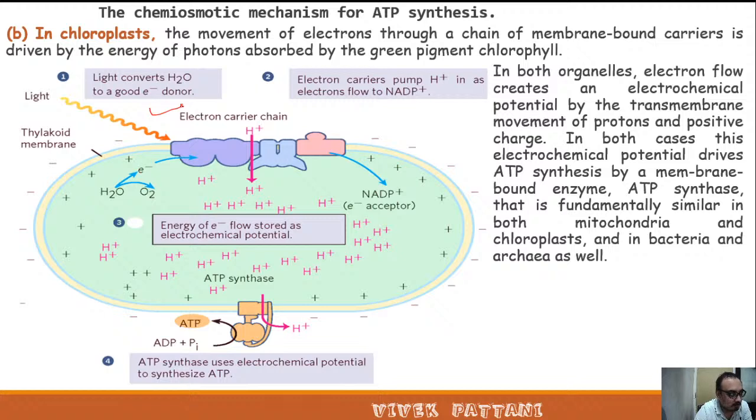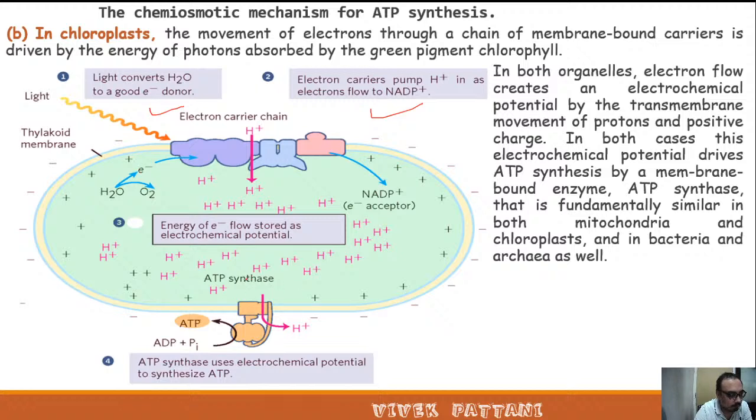Whereas in the case of mitochondria, we have seen NADH and FADH2 as electron donors. Second, electron carriers pump hydrogen ions in as electrons flow to NADP+, and this energy of electron flow is stored as an electrochemical potential. As you can see clearly, this electrochemical potential forms across the thylakoid membrane, which is negatively charged on the outside.